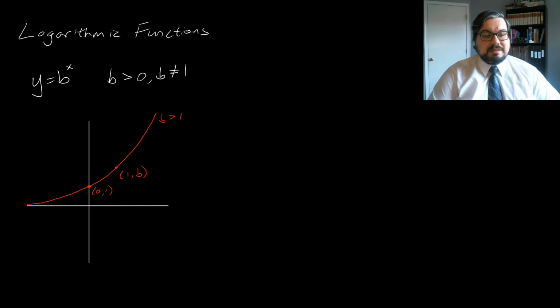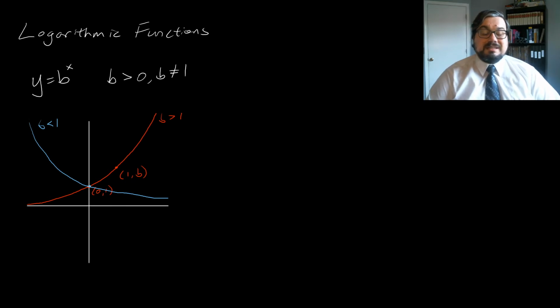And if b is less than 1, then we get a similar sort of shape reflected across the y-axis. And so the graph, if b is less than 1, looks like this. We still have a y-intercept at 0, 1. We still have the point 1, b on the graph, only now because b is less than 1, that lies lower on the graph than the y-intercept. And we still have a horizontal asymptote at the x-axis.